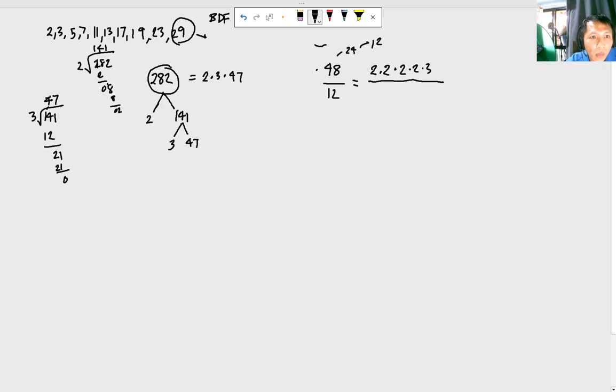How about 12? 12 can be divided by 6 and 2. So 6 and 2, 6 can be divided by 2 and 3. 2 and 3. So you can see that it can be easily cancelled without any calculator, of course. And then your answer would be, of course, 4, the lowest term.